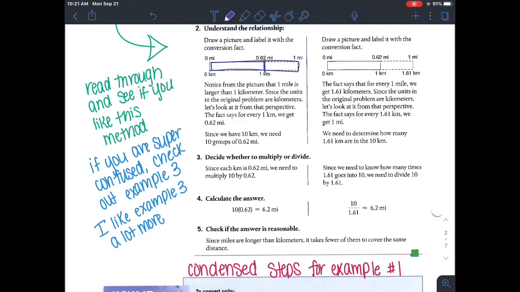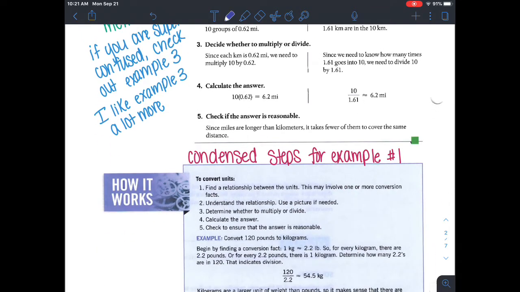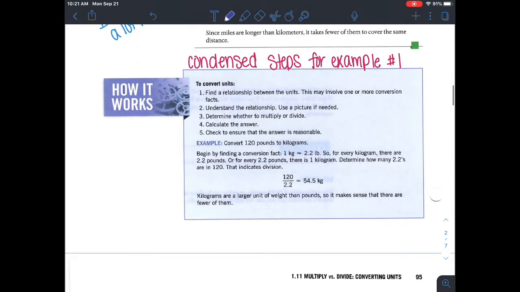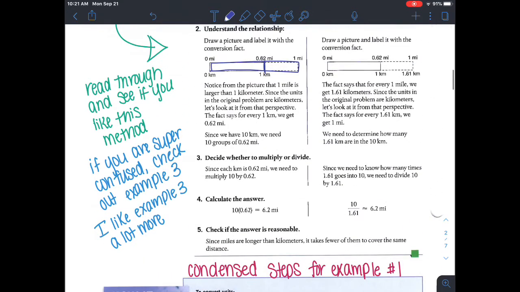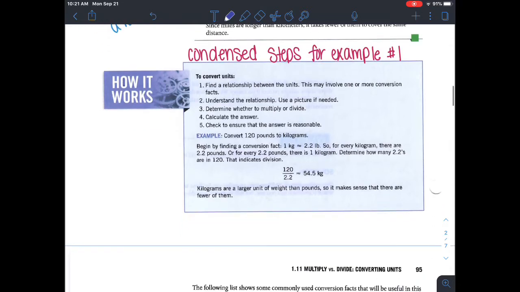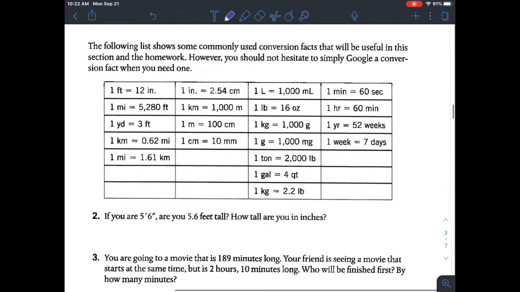If you're confused by this method, let's check out example number 3. I like example number 3 a lot more. These are the condensed steps for this first example right here, of whether or not to go up or down, determining dividing or multiplying. Here is a conversions chart.